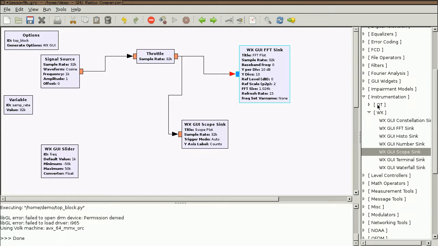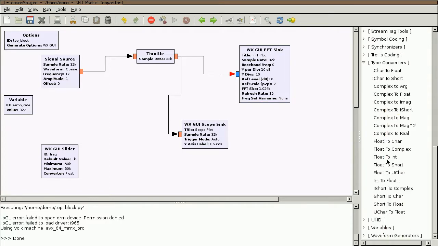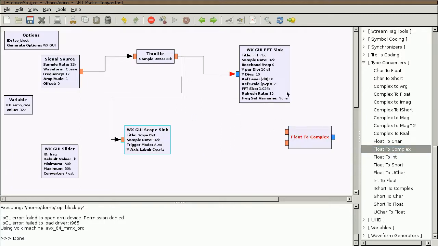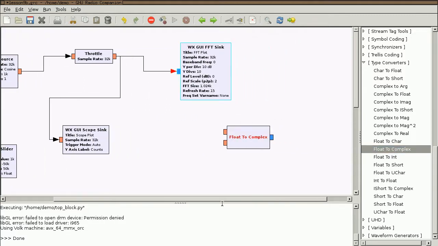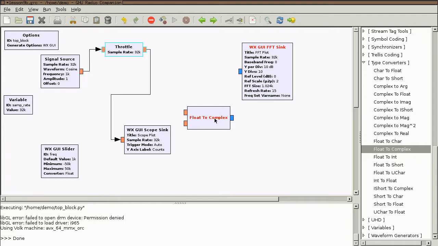We can correct that by doing a type conversion. Under type converters, you can take float to complex. And the float to complex block allows you to take two input streams, one as real and one as imaginary. So I'm going to connect the throttle output to the real input on the float to complex block and connect the float to complex output to the FFT sink. And notice that it is now happy.